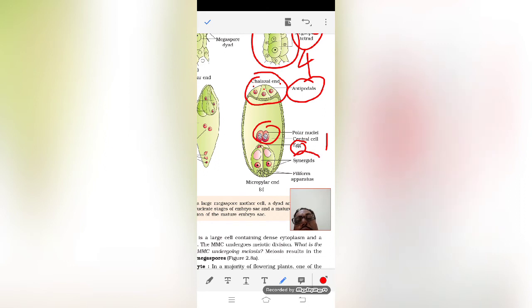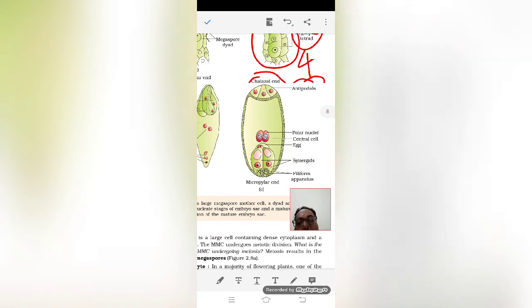then 2 synergids. So when we count this, we can see like that. This is 1 cell, 2, 3, 4, 5, 6, 7. 7 celled, 8 nucleated, or 8 nuclei. That means this is having 1 nucleus, 2 nucleus, 3 nucleus, 3 plus 2 is 5, plus 3 is 8.